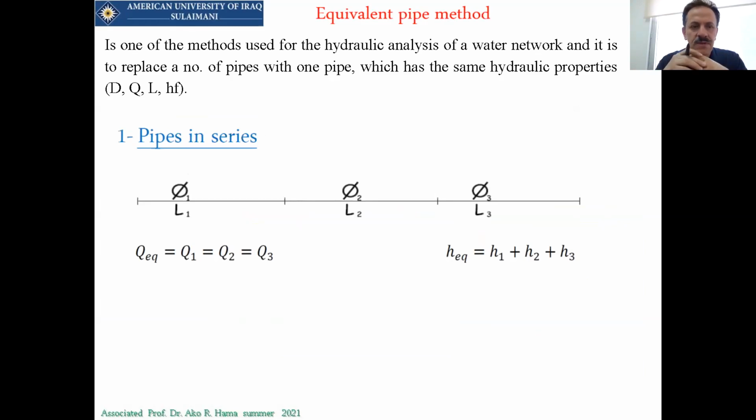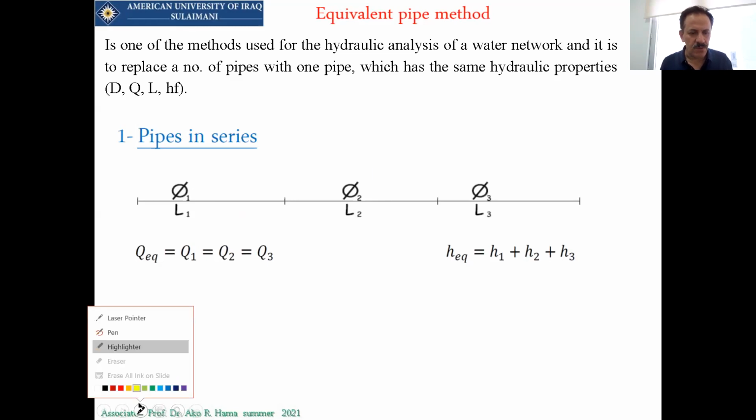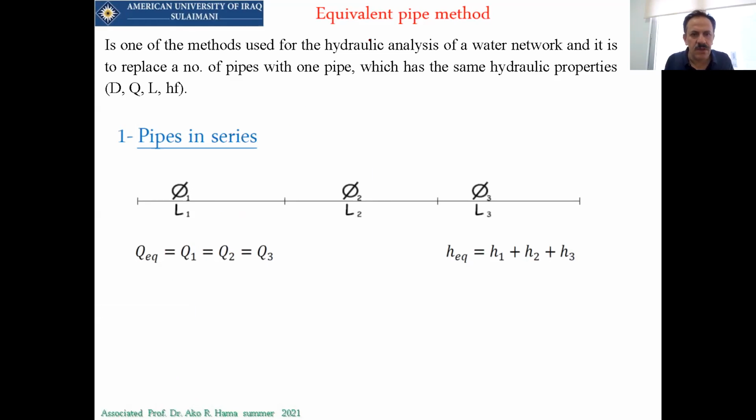and we have the methods for the design of the water distribution networks. We have 4 methods. One of the methods that we have, usually used for a few limited pipes, is called the equivalent pipe method. And for the equivalent pipe method, we have a few pipes.